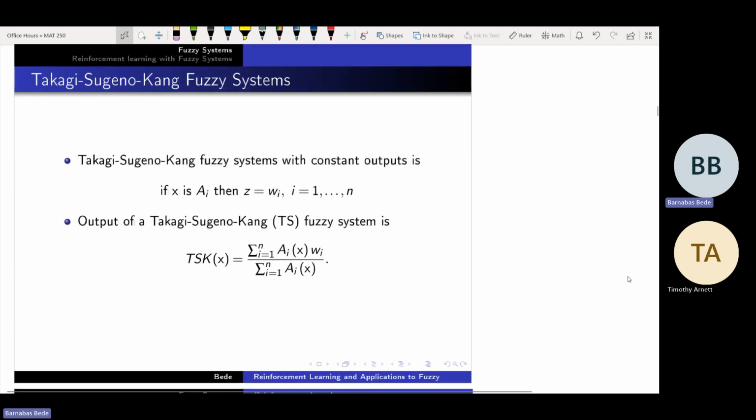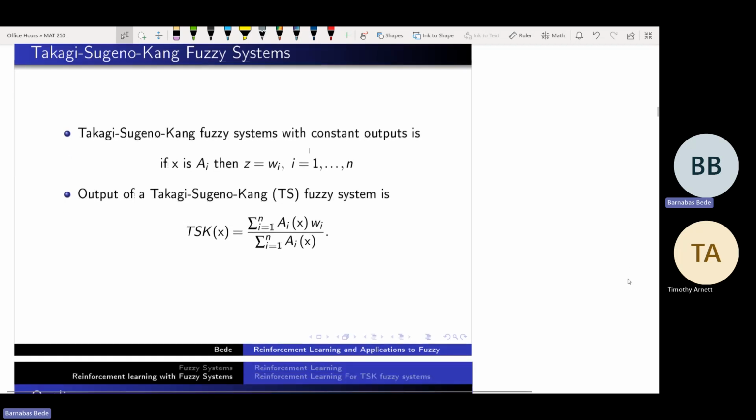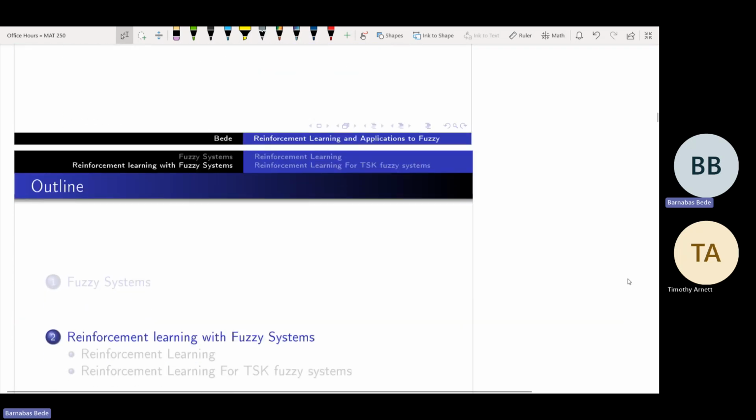The Takagi-Sugeno systems are a lot better for learning. They are of the form: if x is Ai, then z is wi, and their output is a simple weighted average of the individual rule outputs. Of course, this wi could also be of the form a_i x plus b_i, which could be piecewise linear. Some of today's outputs were constant, some of them were linear, so we experimented with both of them.